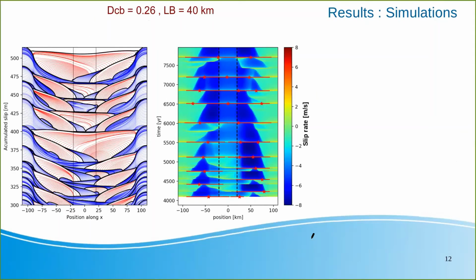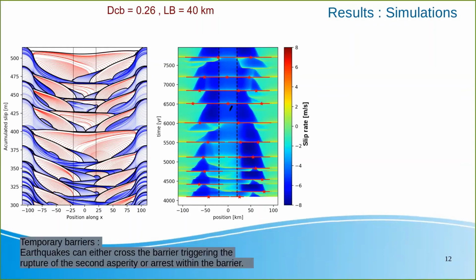When we go to another configuration, almost identical to the previous one, we have here the length of 40 kilometers, but the Dc, the critical distance, is a little bit lower. So we see a richer slip behavior. At the beginning, you see how some ruptures can penetrate a little bit into the barrier, but others can cross totally. Watching this slip rate plot, you see how at the beginning the barrier is in a creep state, or a little bit unlocked, and then at year 6,000 we have changed the locking state to more locked. So here we have temporary barriers. Earthquakes can either cross the barrier, triggering the rupture of the second asperity, or arrest within the barrier.